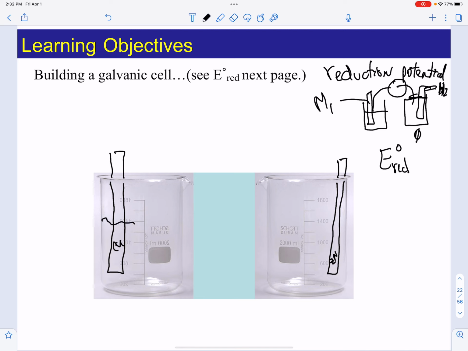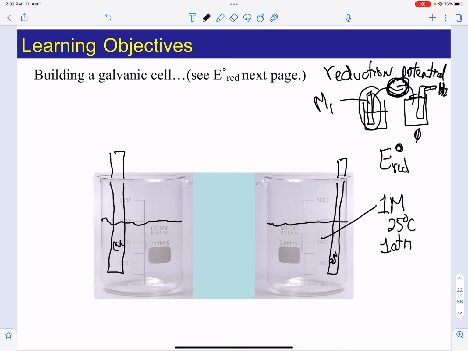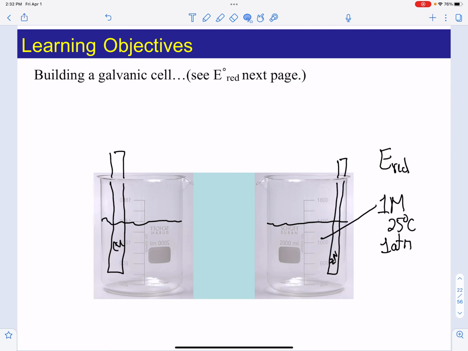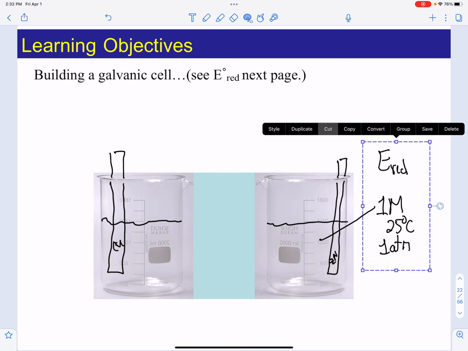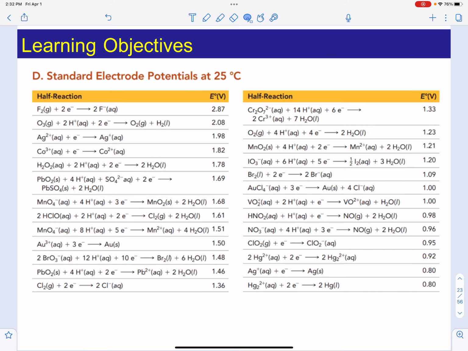Remember, there's going to be a solution on each one of these. So when we do standard conditions, we're talking about 1 molar of the solution, 25 degrees Celsius, and 1 atmosphere. So when we do that compared to the hydrogen, whatever voltage we get, we call that the reduction potential of that particular metal that we're talking about. And by doing that, we can generate tables with information that we can use. And you're going to see tables like that.